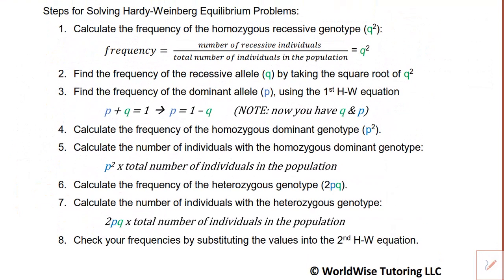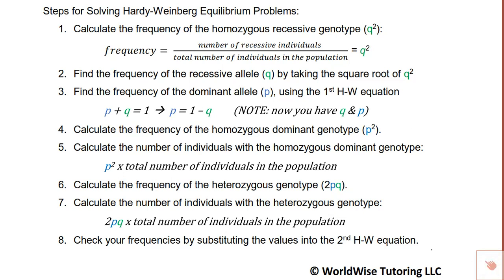Step 2 is done. Step 3. We're going to find the frequency of the dominant allele P using that first Hardy-Weinberg equation. The first equation states that P plus Q is 1, so modifying that to solve for P, we would see that 1 minus Q should give us P.